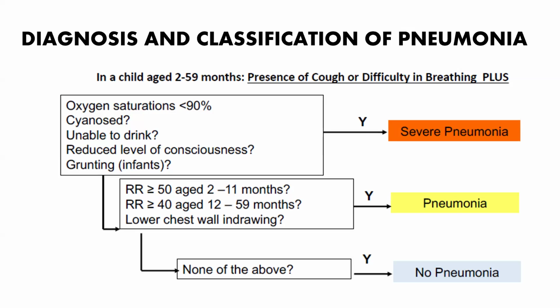And then if the respiratory rate is greater than or equal to 50 in a baby aged 2 to 11 months, or more than 40 in a child aged 12 to 59 months, and lower chest wall indrawing, that is classified as pneumonia, the non-severe pneumonia. Remember, lower chest wall indrawing is no longer a danger sign. And then none of the above is classified as no pneumonia. Carry on.